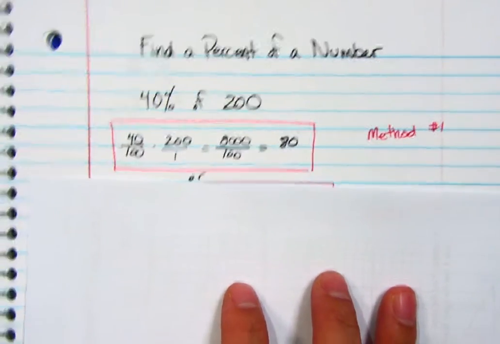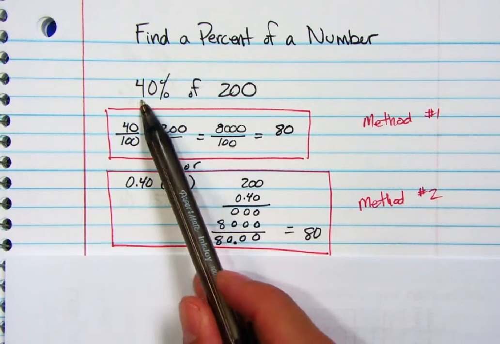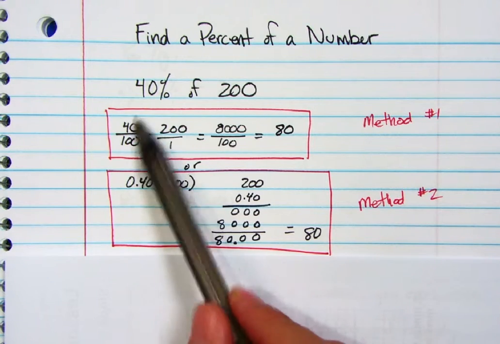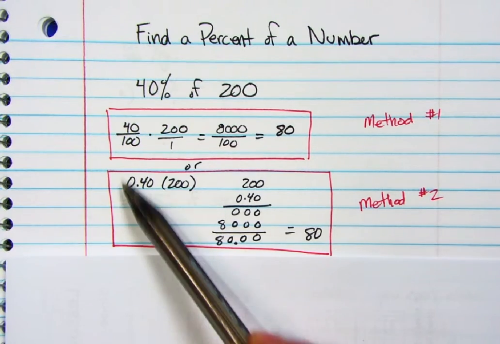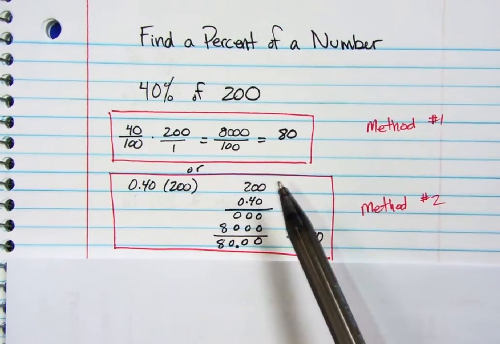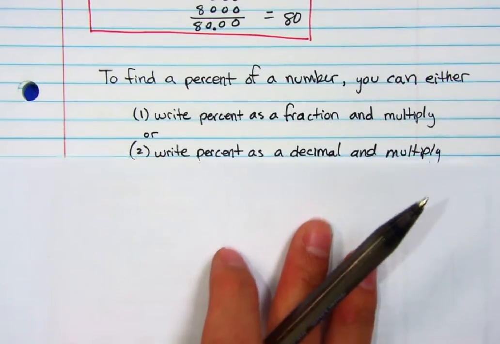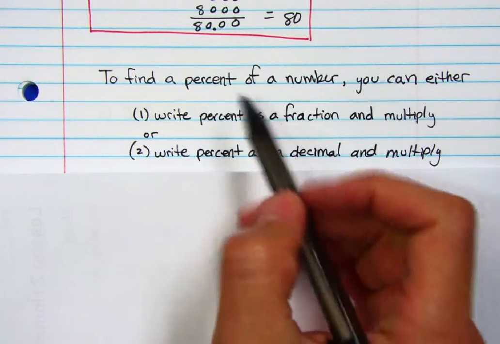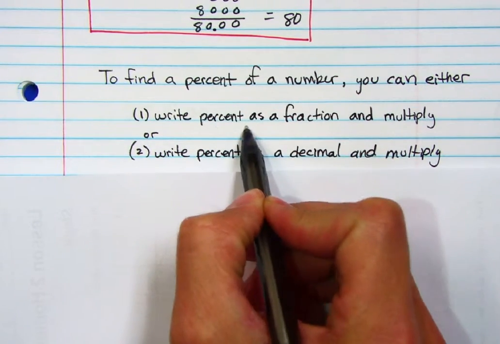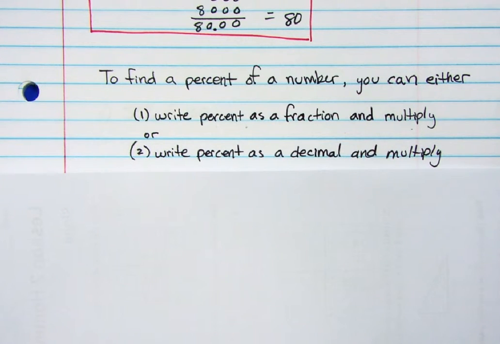All right, so 40% of 200, there's two methods I can use here that I'm going to show you. One method is to go 40% is 40 over 100, times 200, and reduce it. The other way would be to change it to a decimal, multiply by 200, and there'd be my answer. So to find the percent of a number, you can do one of two ways, and these are just two of the most basic ways. There are other methods to solve this, but to find a percent of a number, you can either write the percent as a fraction and multiply, or you can write the percent as a decimal and multiply.